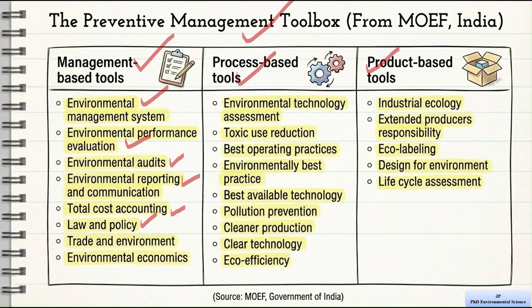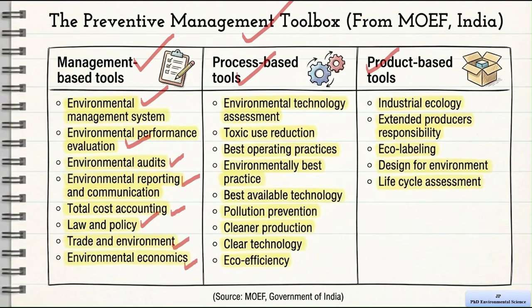Law and policy, it includes government rules and regulations. Trade and environment, it ensures trade activities consider environment impact. Environmental economics, it uses economic tools to protect the environment. So these tools answer the question, how do we plan and manage environmental responsibility?